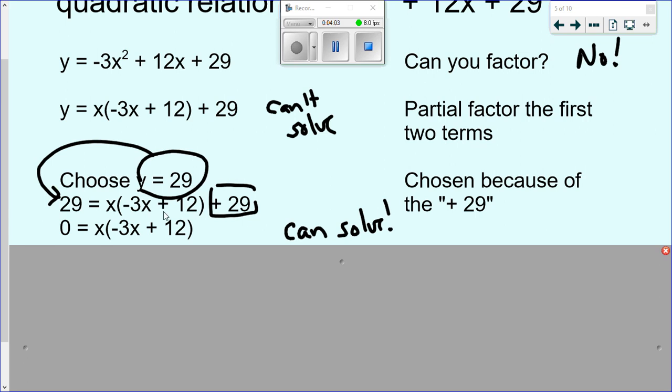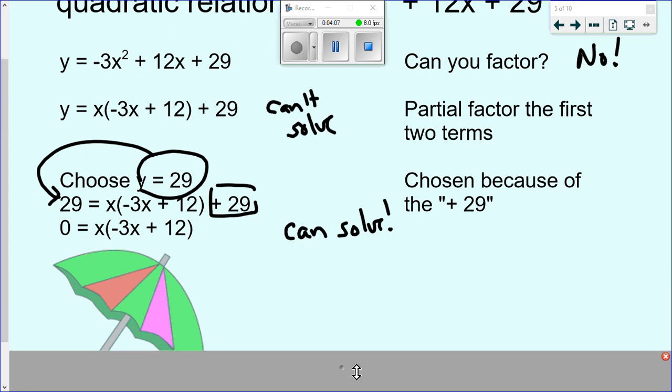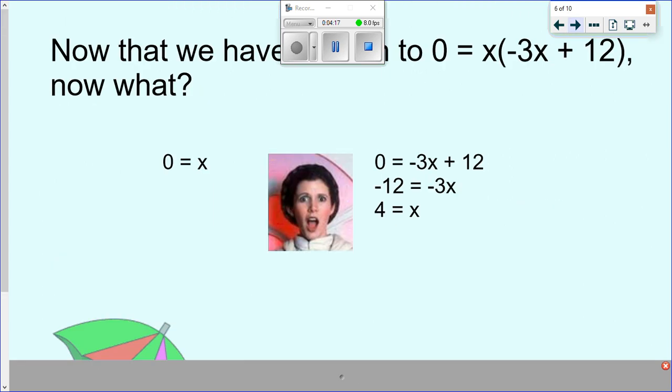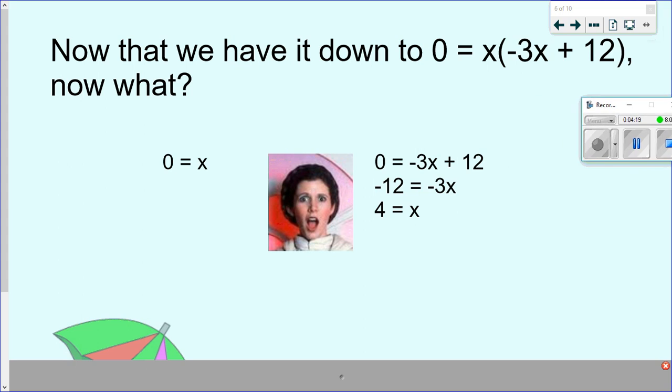Now, realistically, I really should have factored out the 3 as well. And in fact, I'm going to fix that mistake. Oh, okay, I see what I've done. So we're going to check out the next slide. I really should have factored out the 3 and saved myself a little bit of work, but it doesn't make a whole lot of difference.